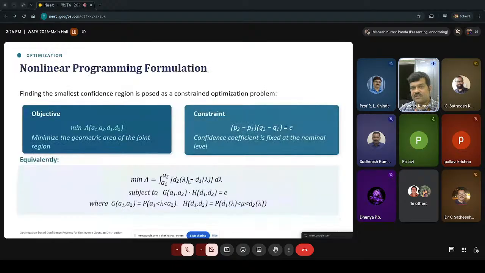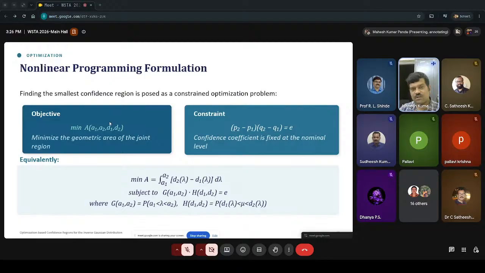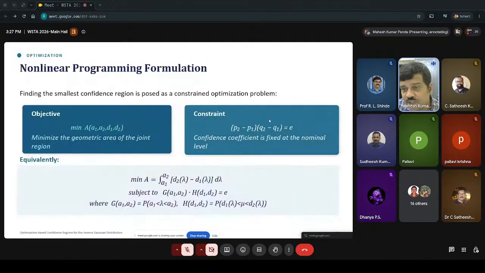So now we will try to minimize the area, which is denoted by a1, a2, d1, d2. That integral we will try to minimize with respect to the constraint that we have already considered, that this probability is equal to E. So now the problem can be written like this: minimization of this area, the integral from a1 to a2 of d2 lambda minus d1 lambda with respect to lambda, and the coverage probability is E.